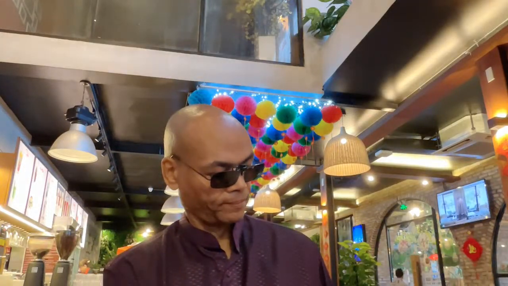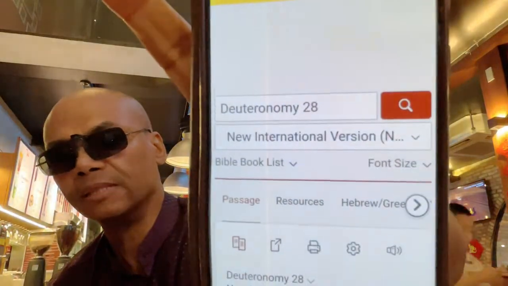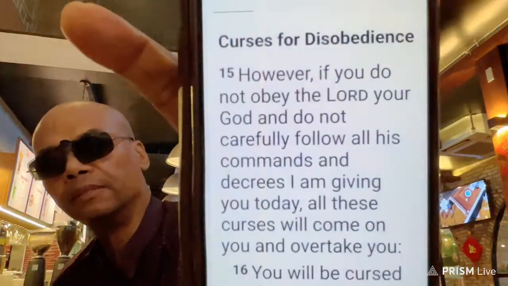As a matter of fact, let me read this, okay, y'all? Let's make the correlation. So this is not religion, this is natural law. So let's go to Deuteronomy 28. The Most High's commandments are natural law, y'all. So I'm going to come out of the New International Version only because it's at the top of the search menu. So verse 15. Curses for disobedience.